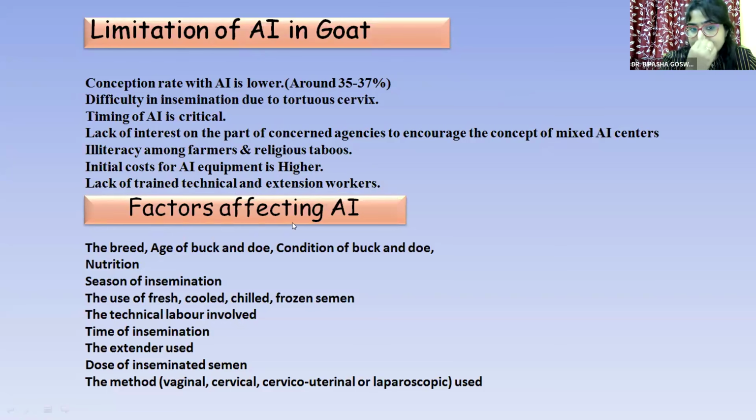Factors affecting AI are the breed, the age of the buck and doe, the condition of the buck and doe, nutrition, season of insemination, the use of fresh, chilled or frozen semen, the technical labor involved, the time of insemination, the extender which we use, the dose of insemination semen, and the method, that is vaginal, cervical, cervico-uterine or laparoscopic. These are the factors which can determine the conception rate and the fertility rate.